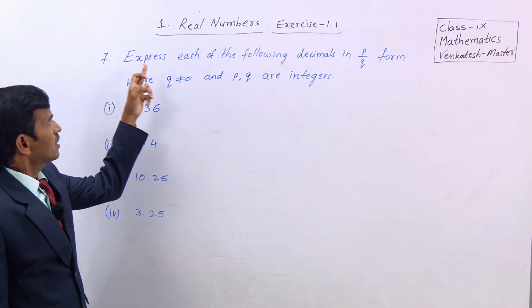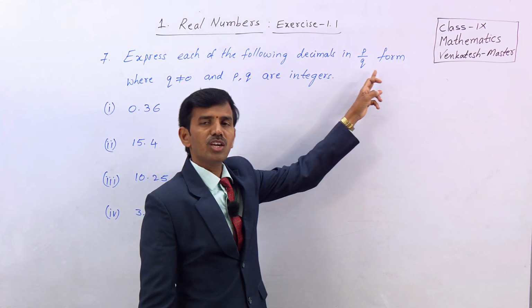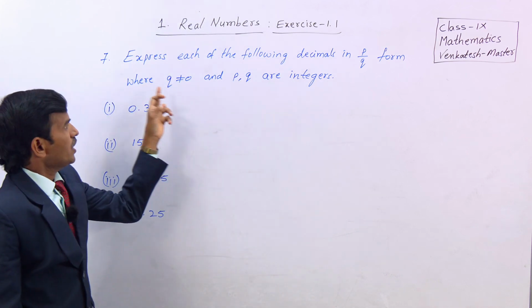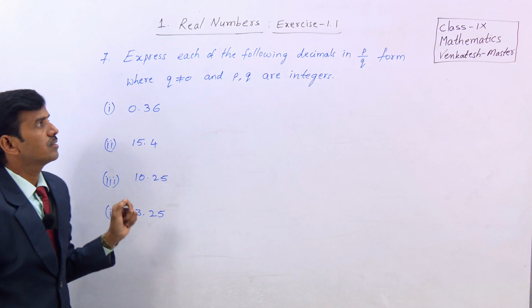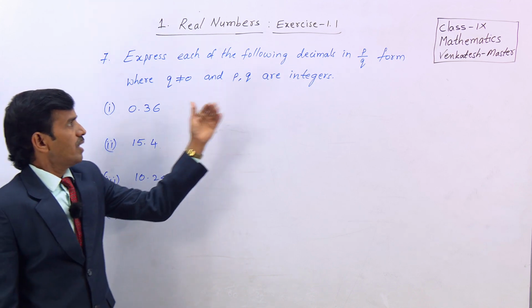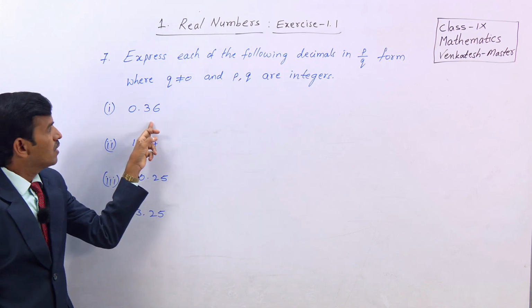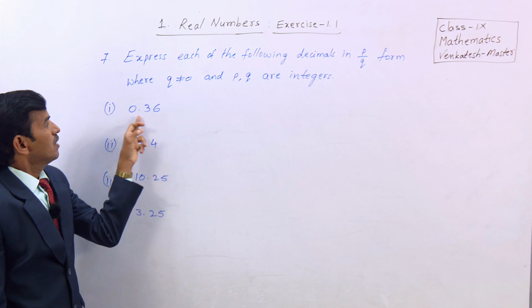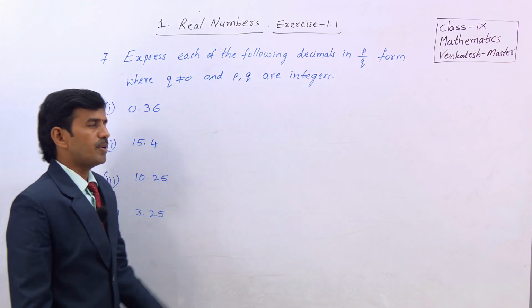In the 7th bit, express each of the following decimals in P by Q form, where Q is not equal to 0 and P and Q are integers. In the previous bit we have done, when numbers are given in the form of P by Q, converted into decimals, whereas in this section, decimals are given, and we should convert them into P by Q form.